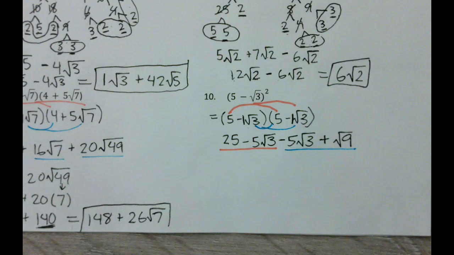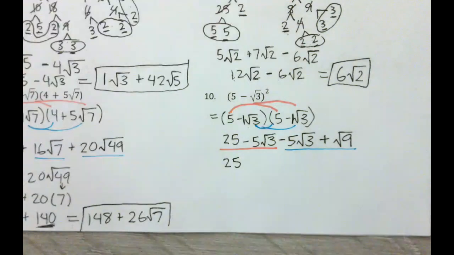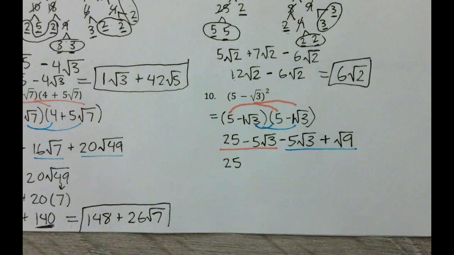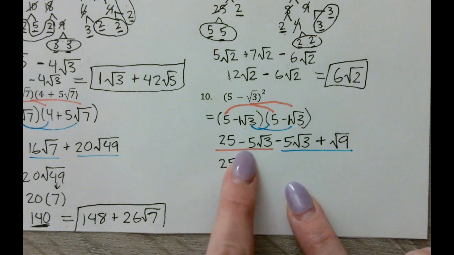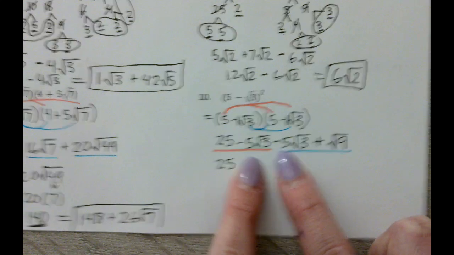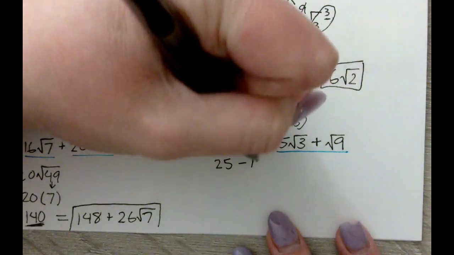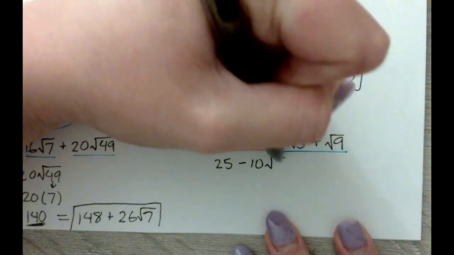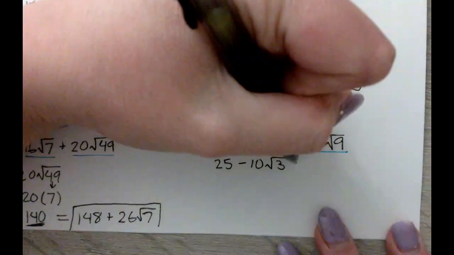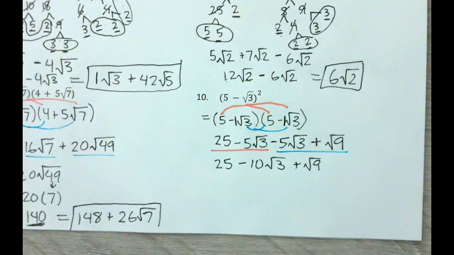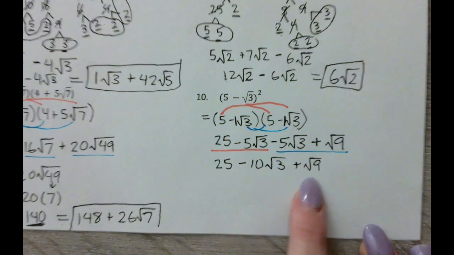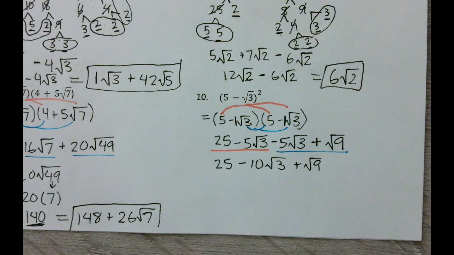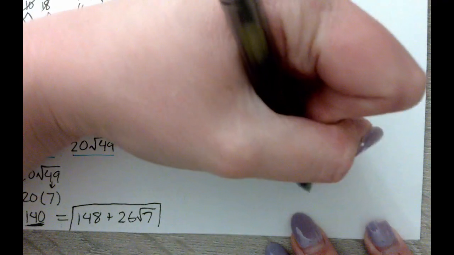All right, we condense 25. We don't have another whole number yet, so we can't do anything with it. And then the two middle terms both have that square root 3, so these can be combined. Negative 5 and negative 5, when you combine that, you get a negative 10. And then attach that radical 3. Plus the square root of 9. Again, at this point, I hope you notice you have a perfect square here. The square root of 9 is a perfect square. It's 3. So we're going to rewrite that as just a 3.